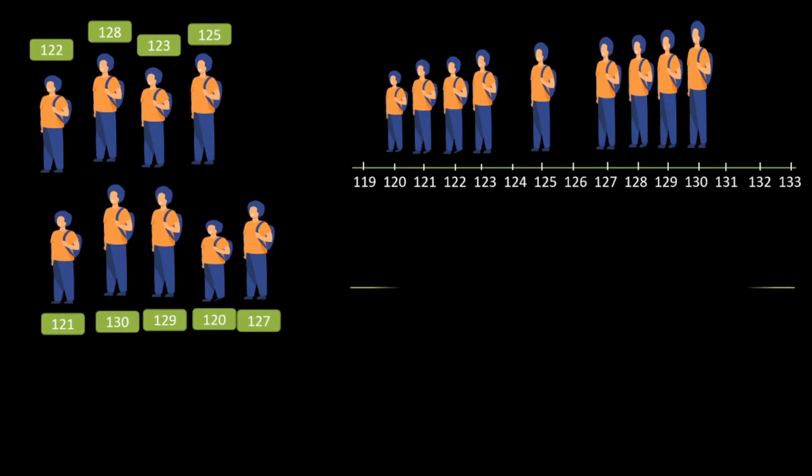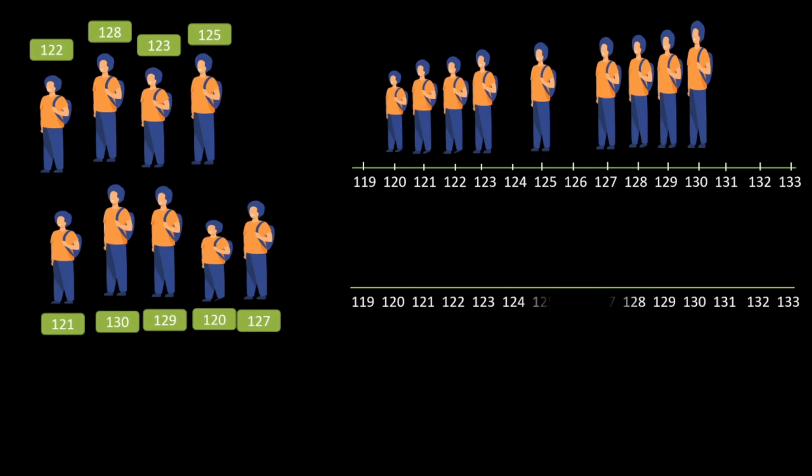Now let's create another line parallel to this number line. And here also we are taking the same numbers. We know that the least height is 120 centimeters, so let's create a mark on 120 centimeters. And the highest height is 130, so let's create a mark over here. And we know that all the students' heights are within this range, so we will call it the range of all the heights.